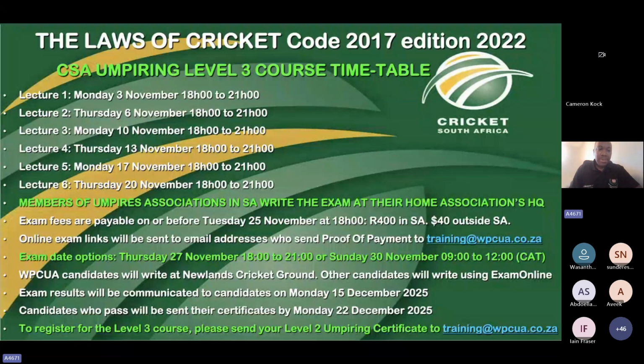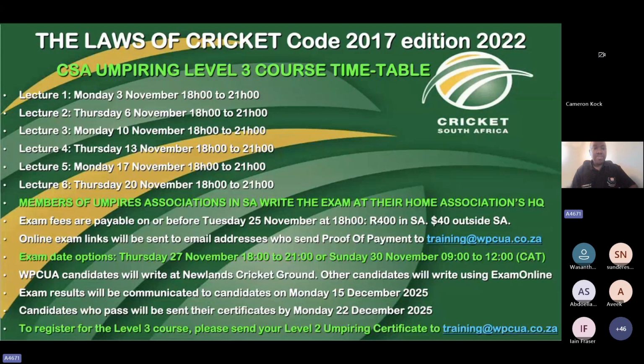Those of you who are members of any umpires association in South Africa, you cannot write online. You need to write the exam physically at your home association. If you belong to Boland Cricket Umpires Association, for example, you will write at Boland Park. Please note that all the umpires associations across the country specify their own dates and times for level 3. So if you are doing the lectures with us, that's great.